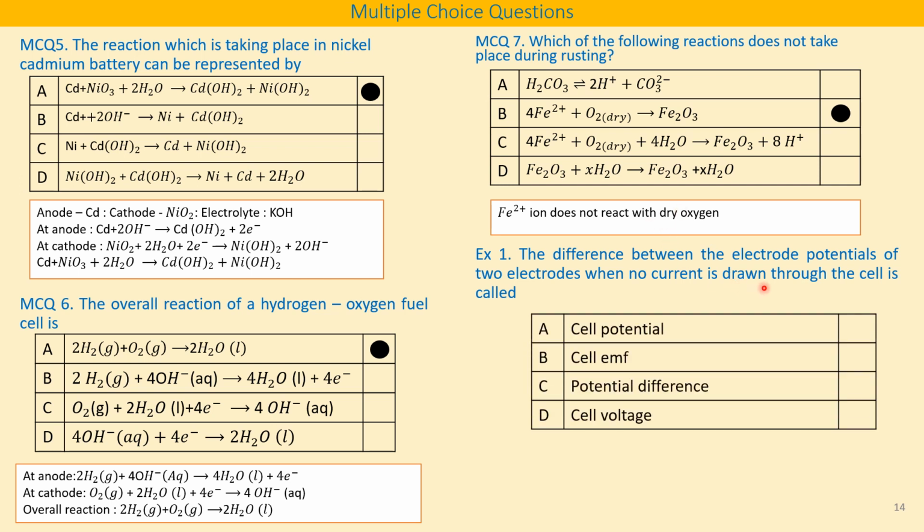Next question. The difference between electrode potentials of 2 electrodes when no current is drawn through the cell is called: option A, cell potential; option B, cell EMF; option C, potential difference; and option D, cell voltage. Pause the video and mark your correct answer. Meanwhile, I will give the correct answer. The correct answer is option B. Please mark it.